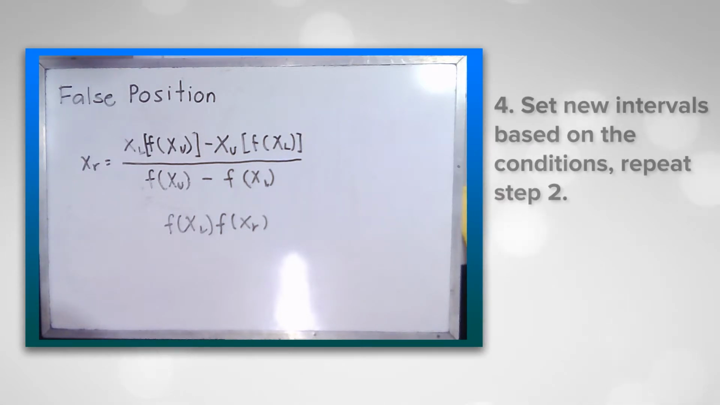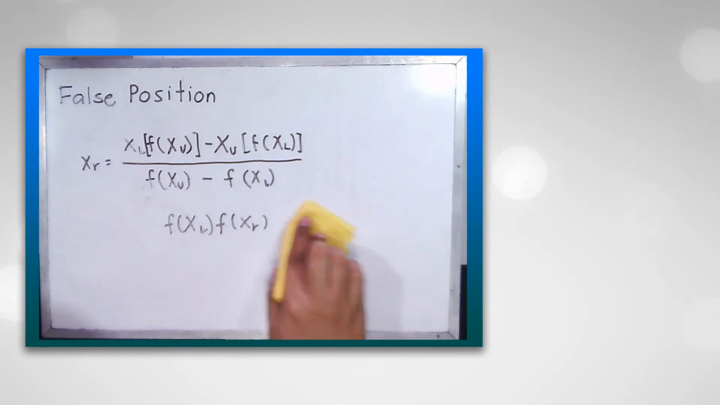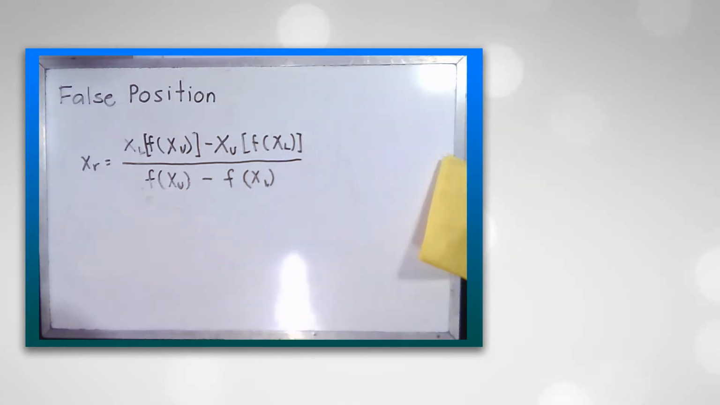Step 4. Set new intervals based on the conditions given in step 3 and repeat from step 2 until we arrive at our solution, knowing that it complies with the specified tolerance or error bound of the problem. We will now be proceeding to our example.